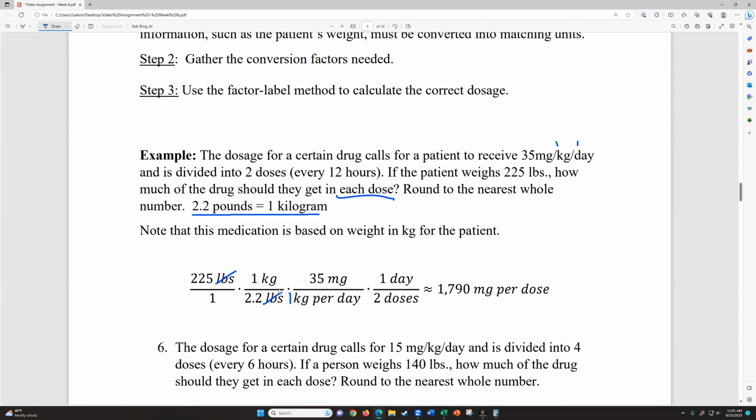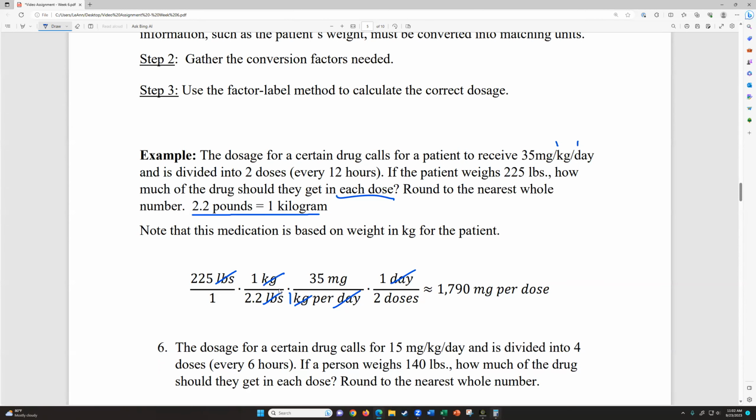Notice they said each dose. So this last step is to cancel out. We're canceling out kilograms on this part and days on this part, this last piece. We're saying that 1 day of medicine is going to be split into 2 doses. So that's just taking the overall full day of medication and cutting it in half. So this ends up giving me milligrams per dose once we're done.